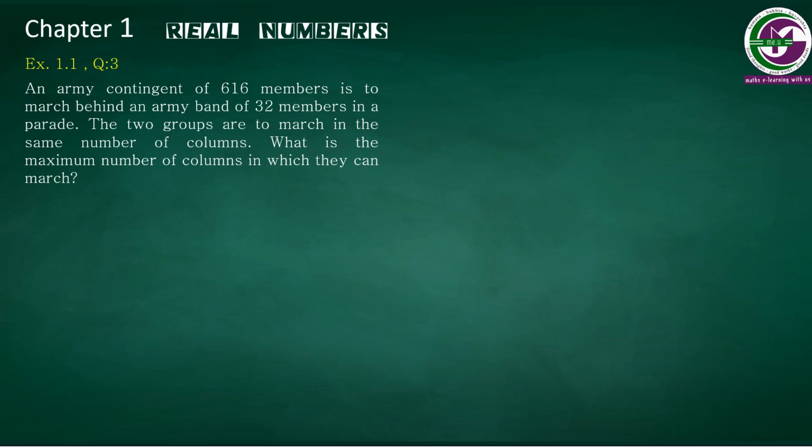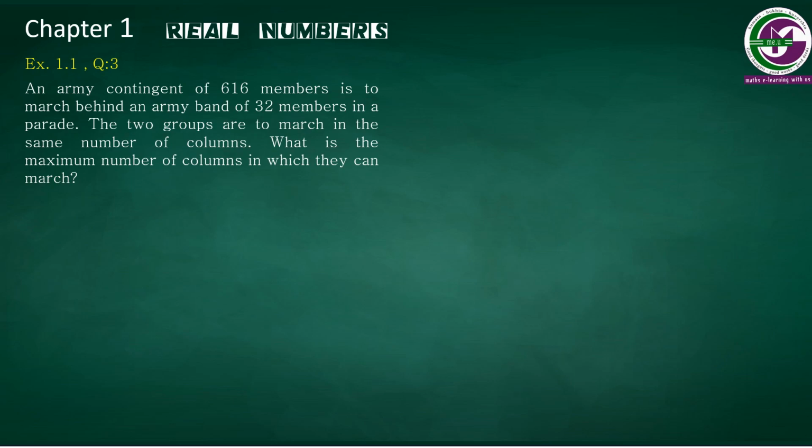An army contingent of 616 members is to march behind an army band of 32 members in a parade. The two groups are to march in the same number of columns. What is the maximum number of columns in which they can march? So here we need to make the 616 members of the army contingent and the 32 members of the army band into columns. So they must march one behind another.